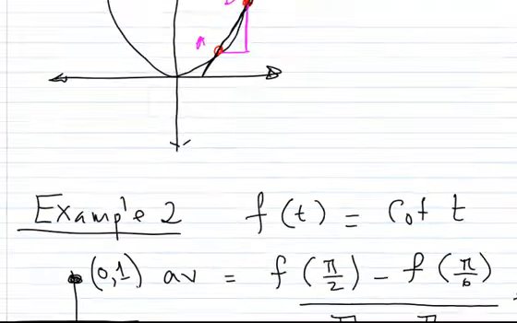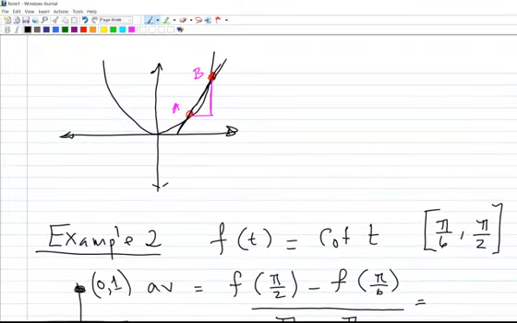So when I look at the cotangent, if you think about it, it's actually x over y. So x is 0 over y, which is 1, which is equal to 0. So it's very clearly cotangent of pi over 2 is 0. Now we're looking at pi over 6.